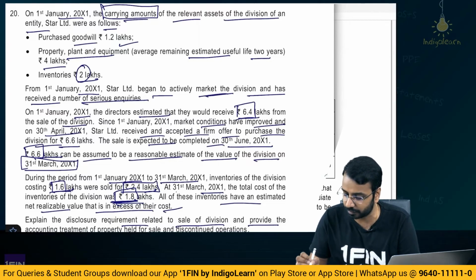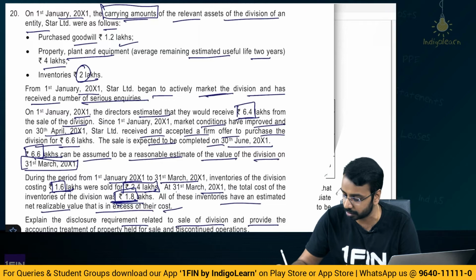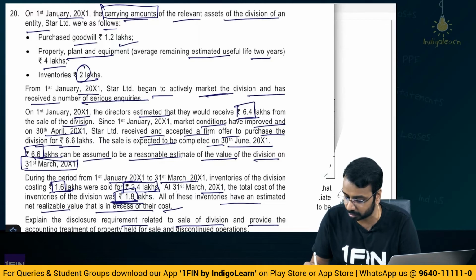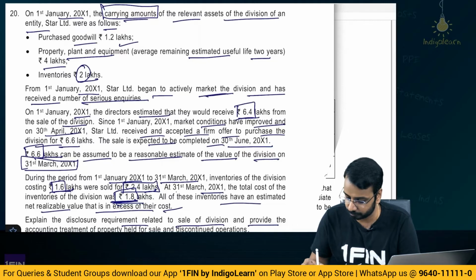From 1st of January of year 1, Star Limited began actively marketing the division and has received a number of inquiries. On 1st of January, directors estimated that they would receive 6.4 lakhs from the sale of the division. So this is the value that they would realize in the sale. Since 1st January, market conditions have improved and on 30th of April, Star Limited received and accepted a firm offer to purchase the division for 6.6 lakhs. The sale is expected to be completed on 30th of June.